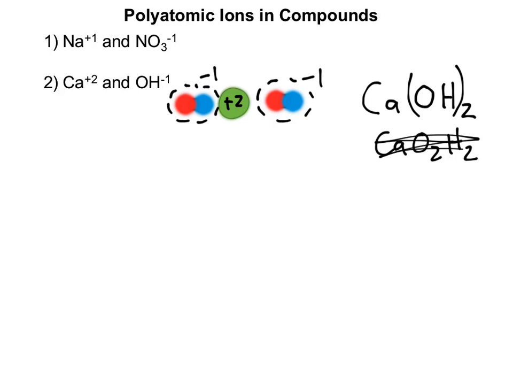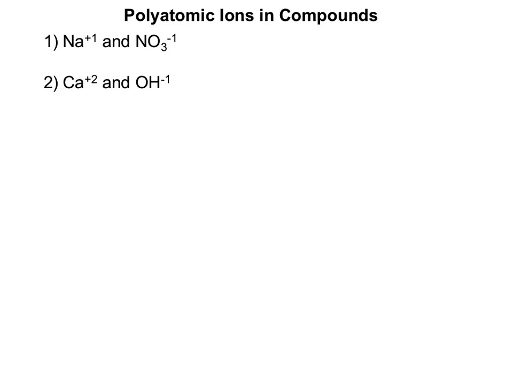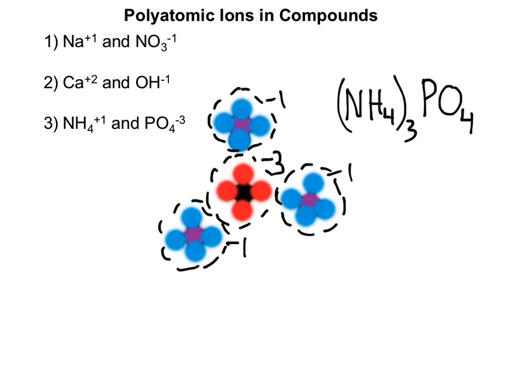On your whiteboards, I want you guys to try another one. I'll give you a minute, and then I will show you the answer. So, your picture should look like this. You should have one of the PO4s drawn that has a -3 charge. And then you should have 3 of the NH4s drawn, each with a -1 charge.